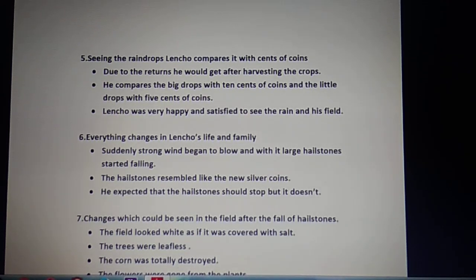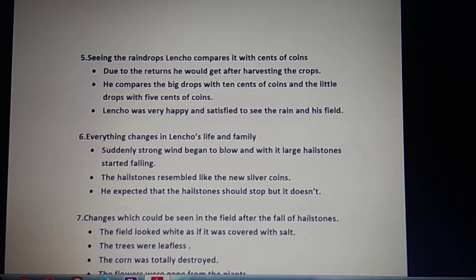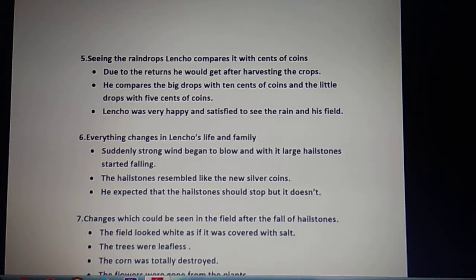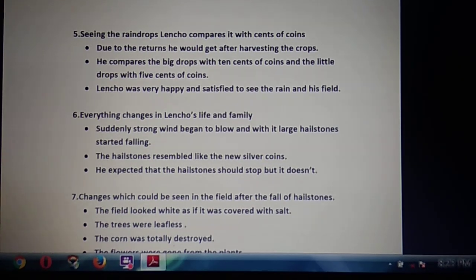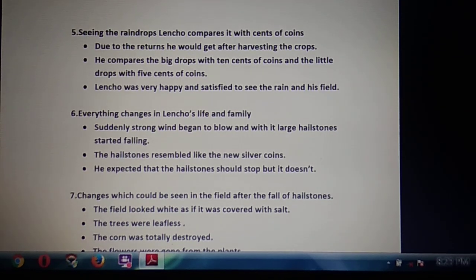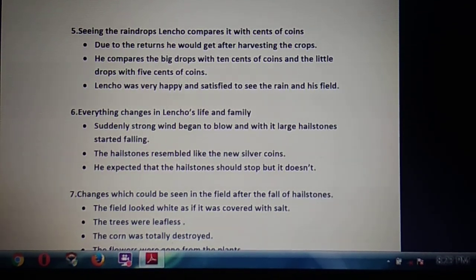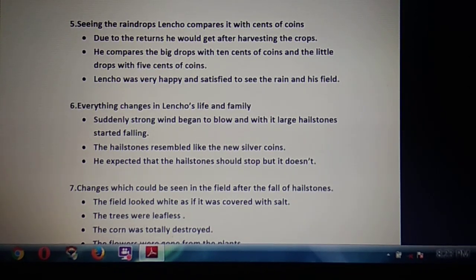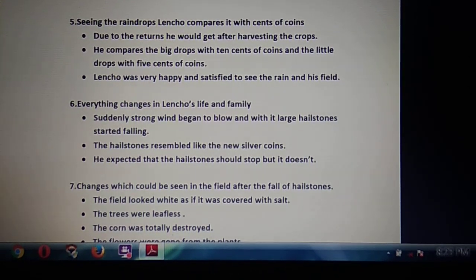Seeing the raindrops, Lencho compares them with cents of coins. So over here we can see Lencho is comparing the raindrops with the cents of coins. Cents means currency, because of the returns, the income which he is going to get, because when raindrops fall, it will be good for his field. He can have a good harvest of corn and he can have good income. So for that he is comparing the raindrops with the cents of coins. Due to the returns he would get after harvesting the crops. Due to the returns means due to the income, he is comparing the raindrops with the cents of coins.